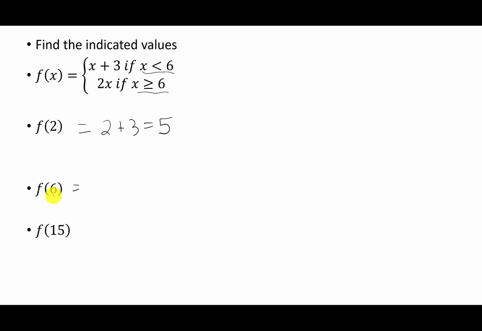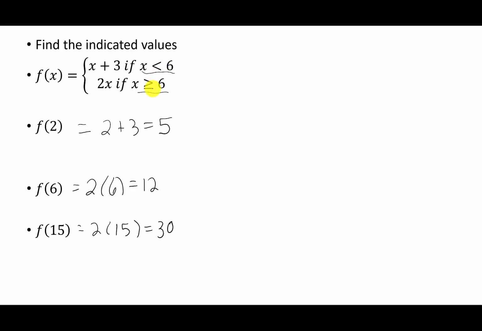The next one says f of 6. When I look, this says less than, this says greater than or equal to. That equal to tells me I should use the second line. So I'm going to do 2 times 6, which is 12. The last one says 15. So what is 15? Is 15 less than 6? No, it's greater than or equal to 6. So I want to use the second line again and do 2 times 15, which is equal to 30.